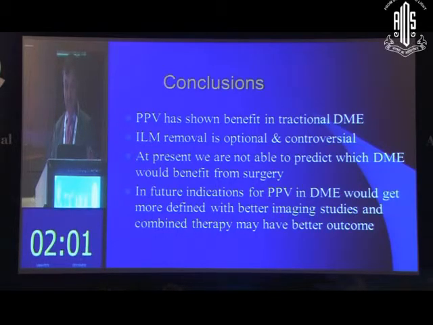At present, we are not able to predict which DME would benefit from surgery. That's what is the problem. So there are many studies looking at ILM, looking at the ISOS junction or the ellipsoid and other zones, but still we do not have a real answer for that. In future, indications for DME, especially as far as pars plana vitrectomy is concerned, will definitely get more defined because we are getting better imaging modalities, and we'll also know which cases should be taken up for surgery.